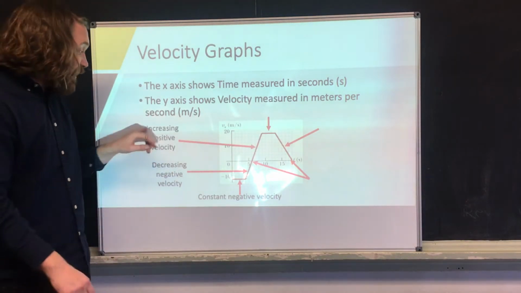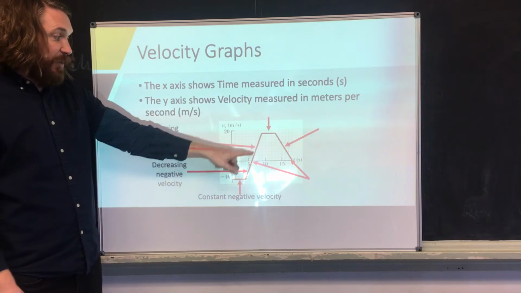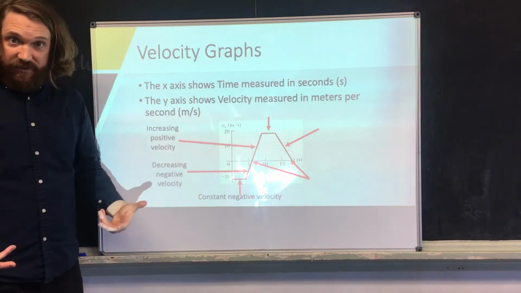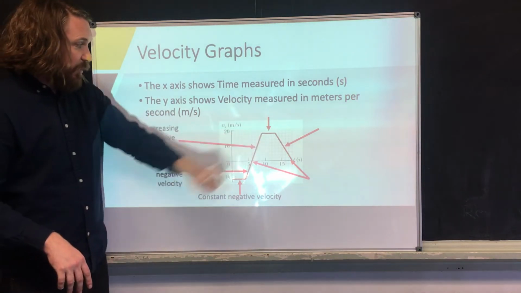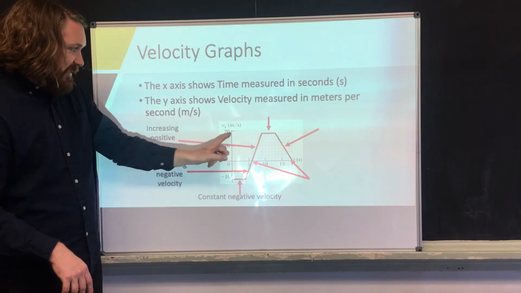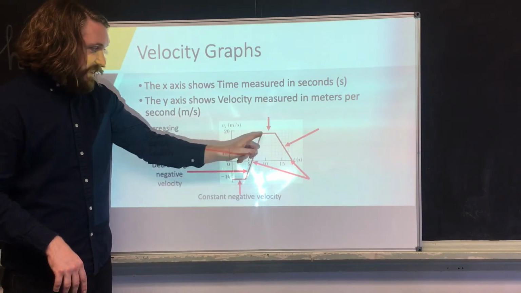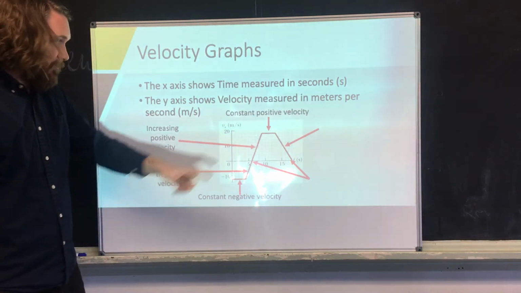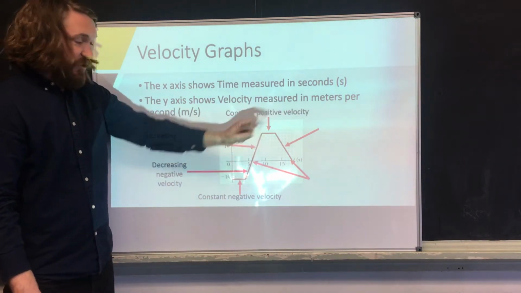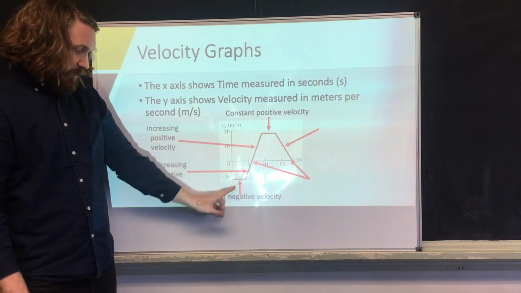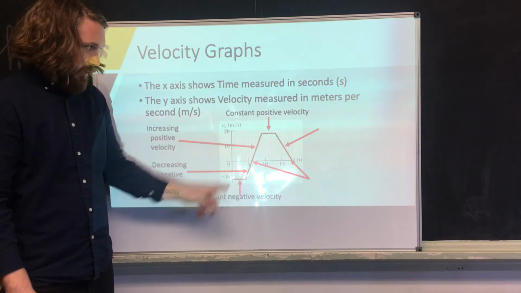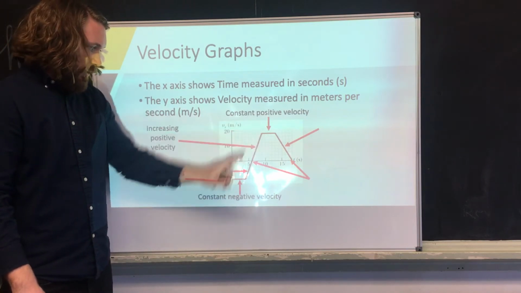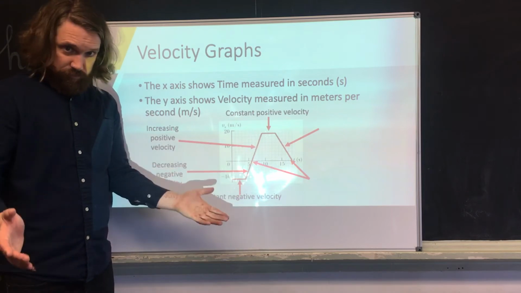That is an increasing velocity, and it's above 0, so it's positive. Again, we have a flat line at 18 meters per second. That line is not going up or down, so now this is a constant velocity, and it's above 0, so it's positive, as opposed to being below 0 and being negative. This one's moving forwards. These are moving backwards, all right?